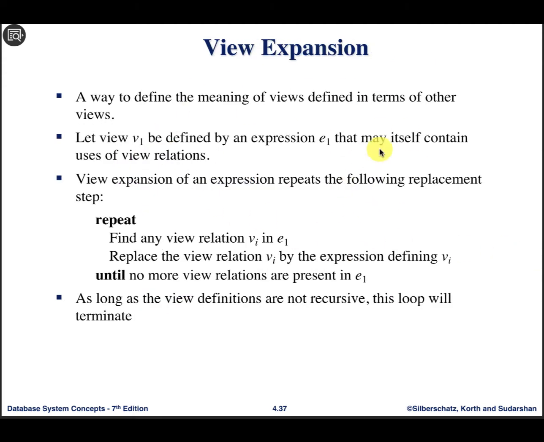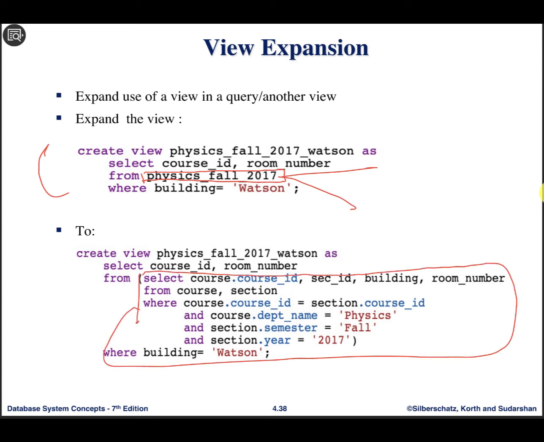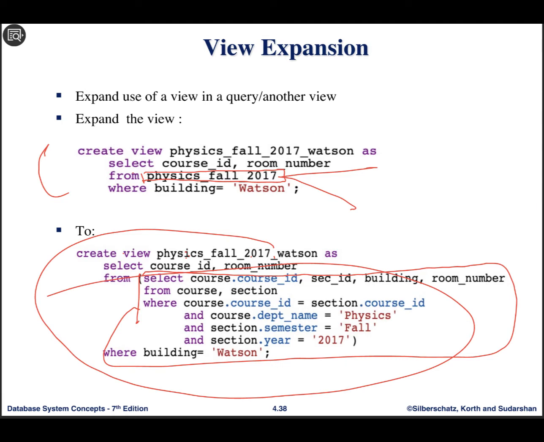This is how the view is going to be executed. When you try to execute this one, the system is going to select the course ID or number from where? From the Physics Fall 2017 view. This name is going to be substituted with the actual query used in order to create it. So when you use, for example, select star from Physics Fall 2017, it is going to be expanded with the whole query that you used in order to create this view.